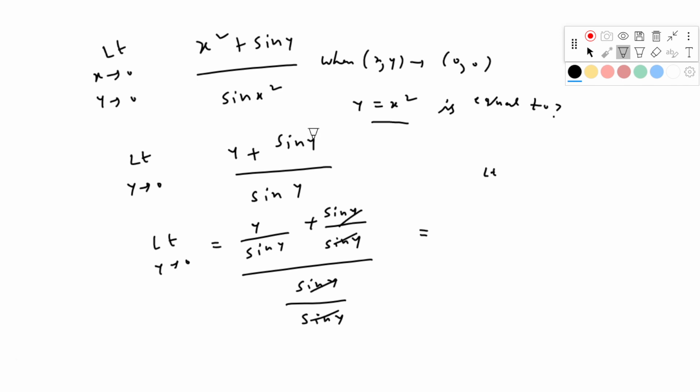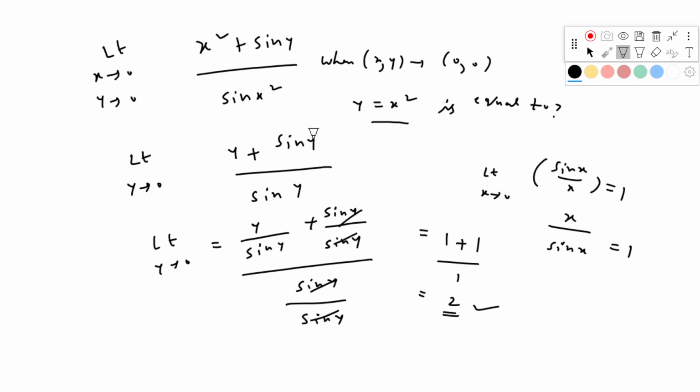Whenever we have limit x tends to 0, sin x by x value is equal to 1. In the same way, x by sin x is also 1 as x tends to 0. In the same way, if I have the limit y tends to 0, y by sin y is also 1. So I can write 1 in place of this. So 1 plus 1 over 1, that means 1 plus 1 equal to 2. So answer is 2. Right? Okay.